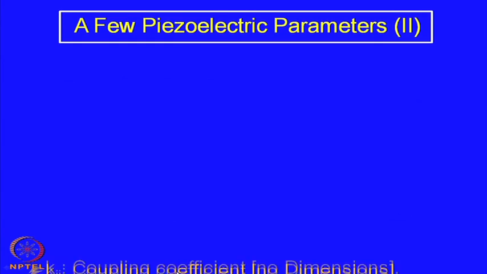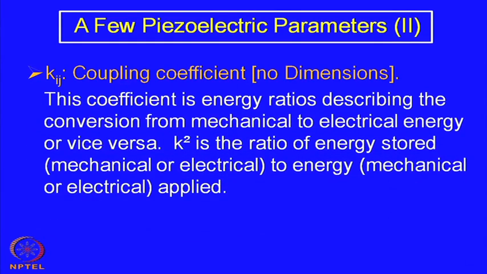And finally, a very important parameter, because it is a transducer, one kind of energy is getting converted into another kind of energy. So, there is a coupling coefficient. It is basically a ratio, there is no dimension. This coupling coefficient is the energy ratio describing the conversion from mechanical to electrical or vice versa. And of course, k is the coupling coefficient, and k square is the ratio of energy stored, mechanical or electrical, to the energy applied, not generated, applied.